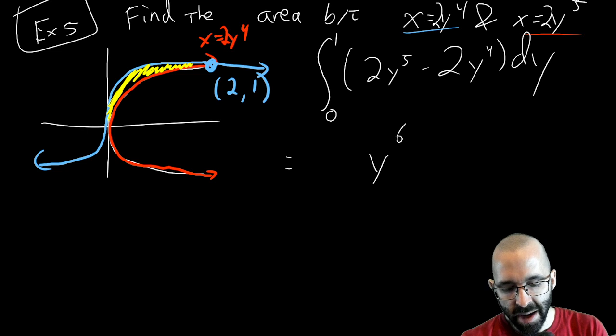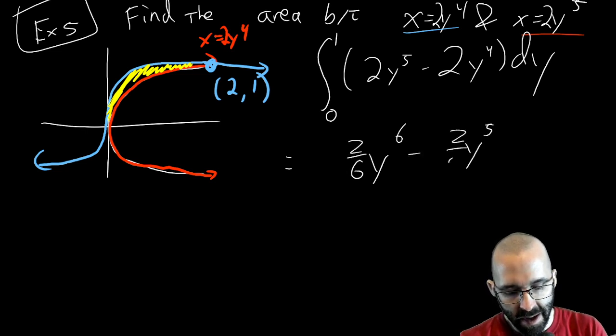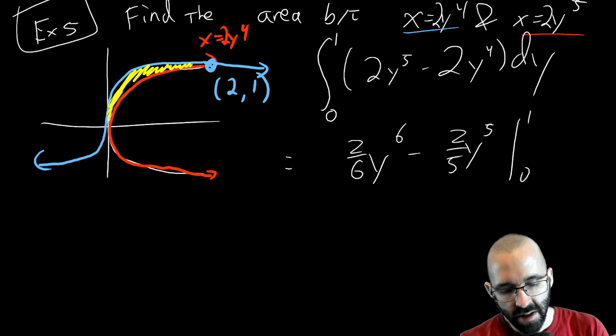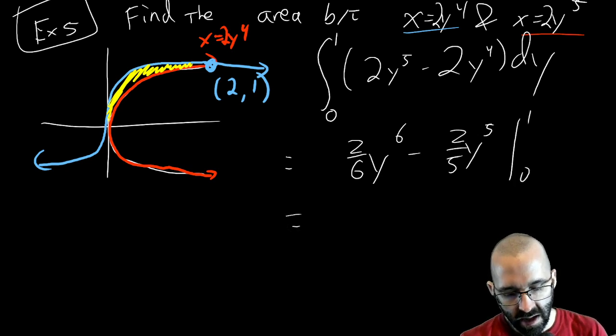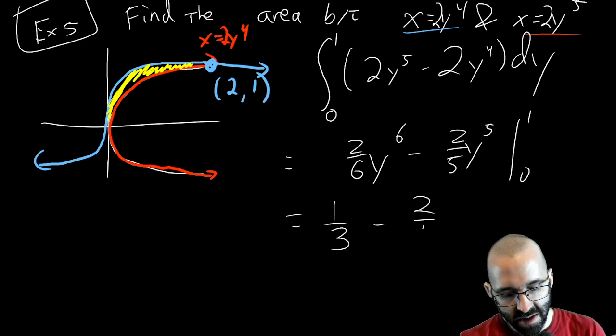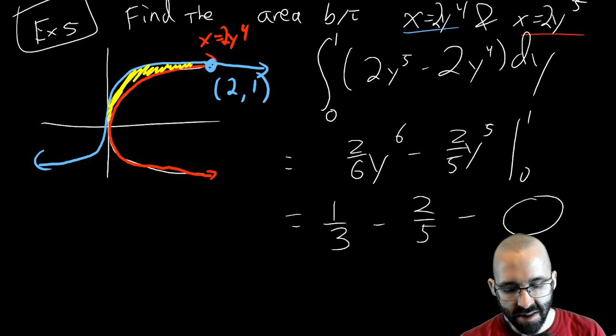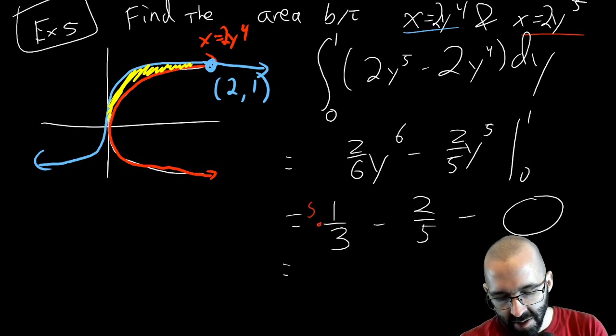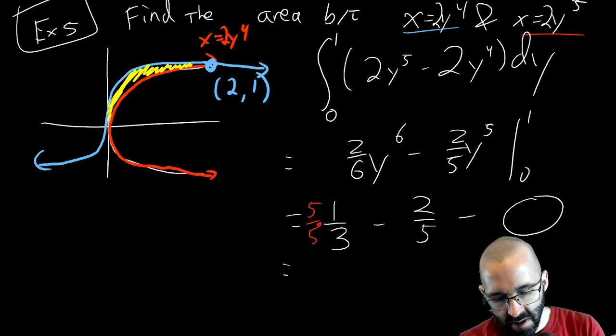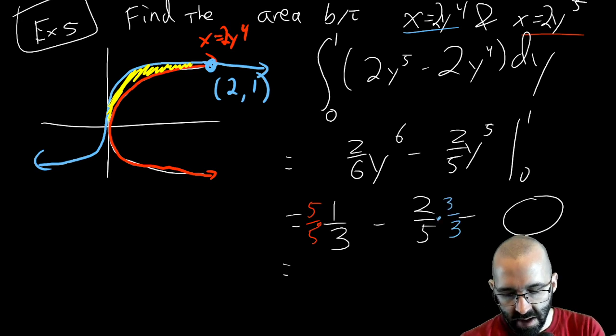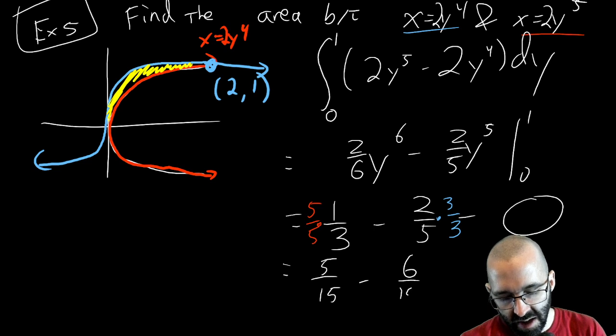Power rule says add a power, divide by that power. Add a power, divide by that power. Evaluate from 0 to 1. And we'll get 2/6, which is 1/3, minus 2/5, minus a big fat 0, and we evaluate this. Get a common denominator, multiply by 5 over 5, 3 over 3. Get 5/15 minus 6/15.